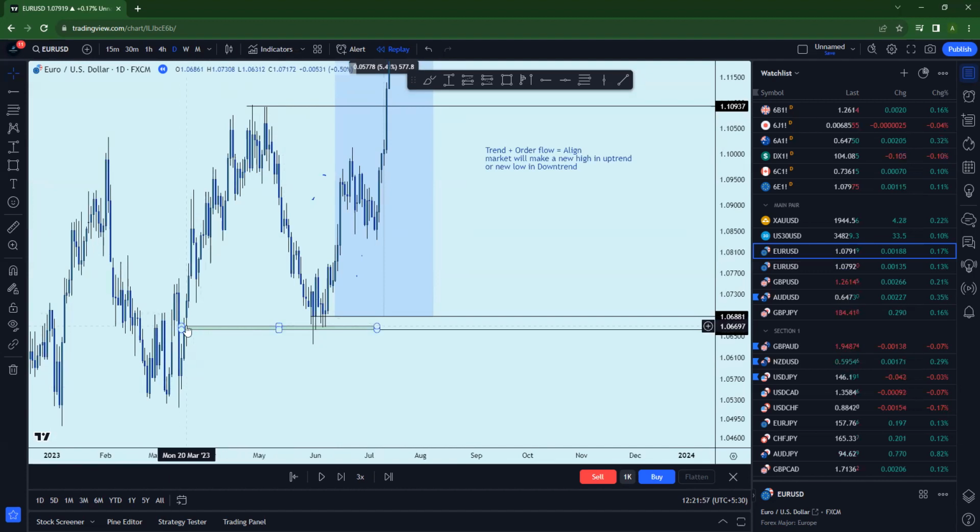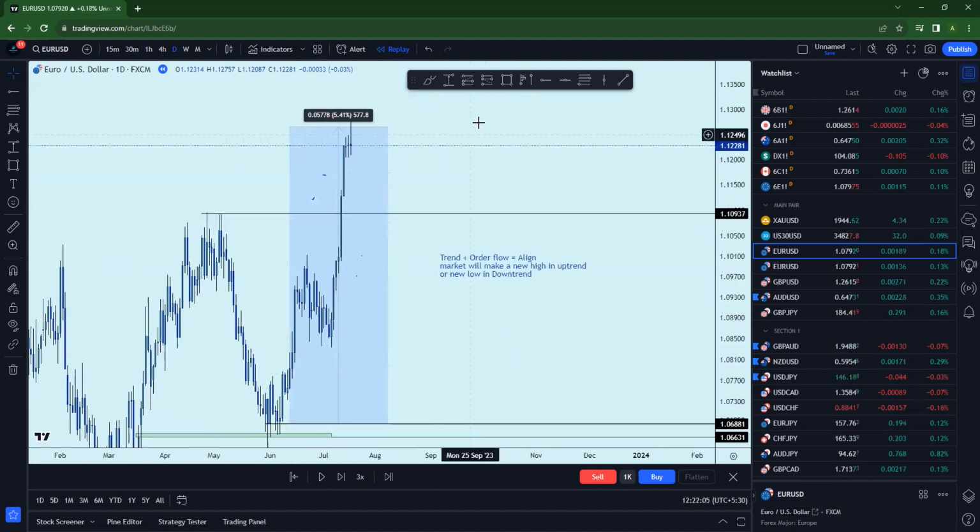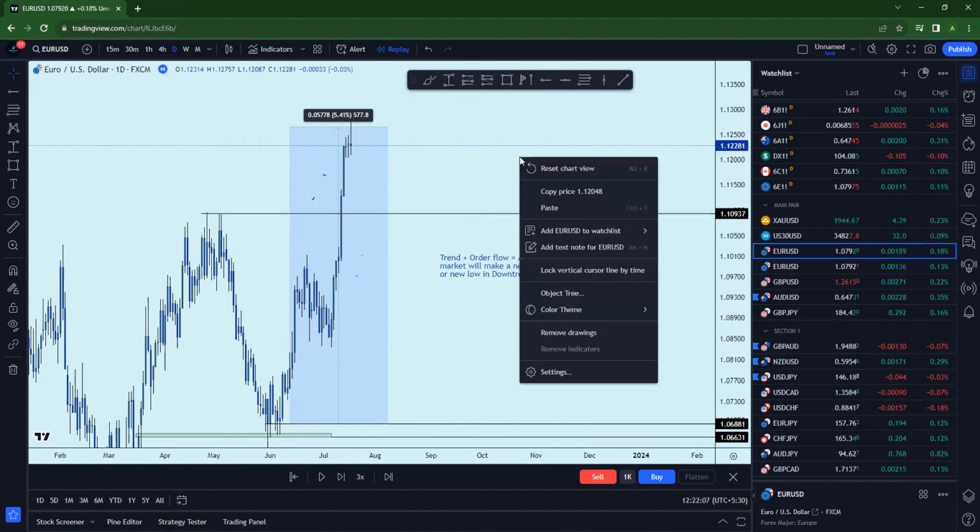Still, what is the confirmation that this demand is going to hold? We see the break of structure on the daily time frame. This is where the pullback is, and this is where you should be entering, and your target should be that previous high. Okay, so this is our order flow game.